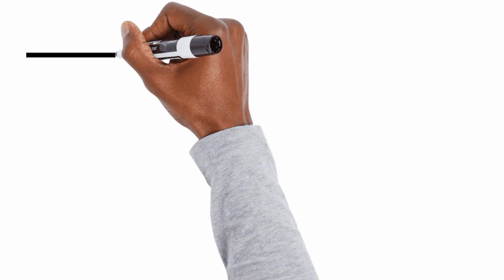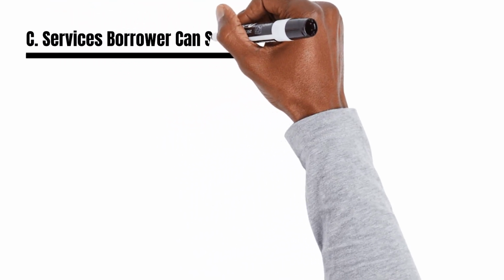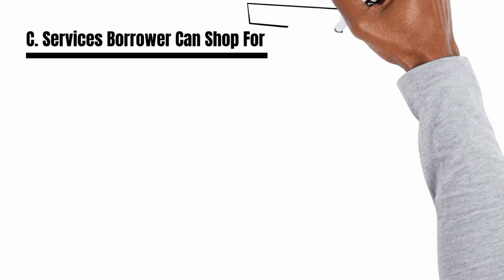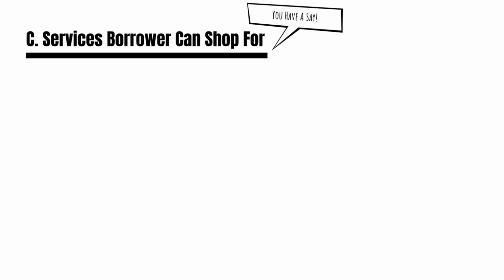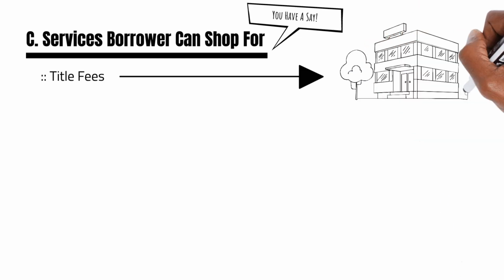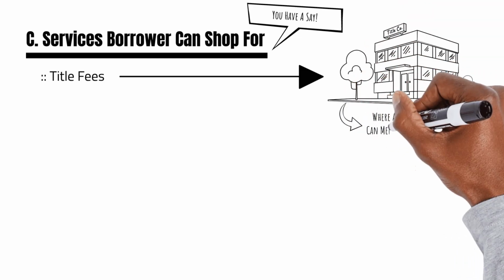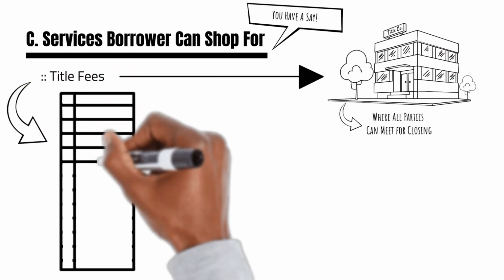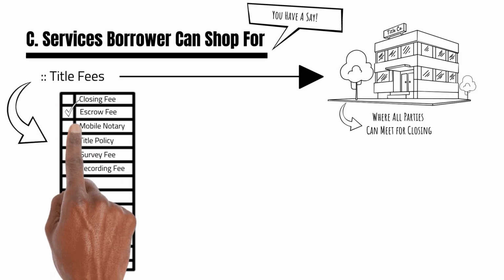Let's move on to Section C. Now, Section C are services the borrower can shop for, and that ultimately means that you have a say, if you want, in who is actually going to provide this service. Typically, what you're going to see in Section C are title fees. Unless you're in a state like California, where they sometimes have a separate company provide the escrow fees and the escrow services, but a lot of times escrow and title are bundled within the same company.